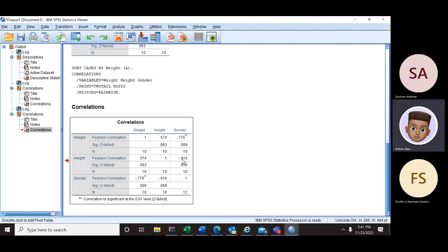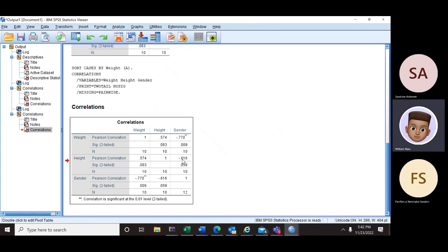So they are both negative, for both weight and gender, and height and gender. You can see that. The correlation between weight and height, as well as gender and height, they are both negative, meaning they both move in the opposite direction.